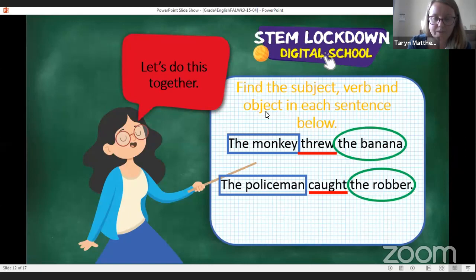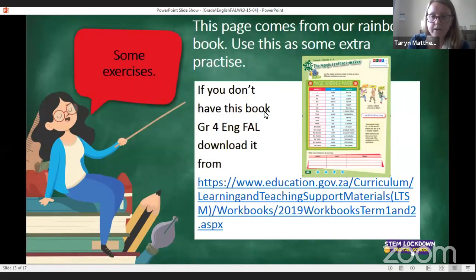Okay, let's move on. So how many of you have got your rainbow books at home?